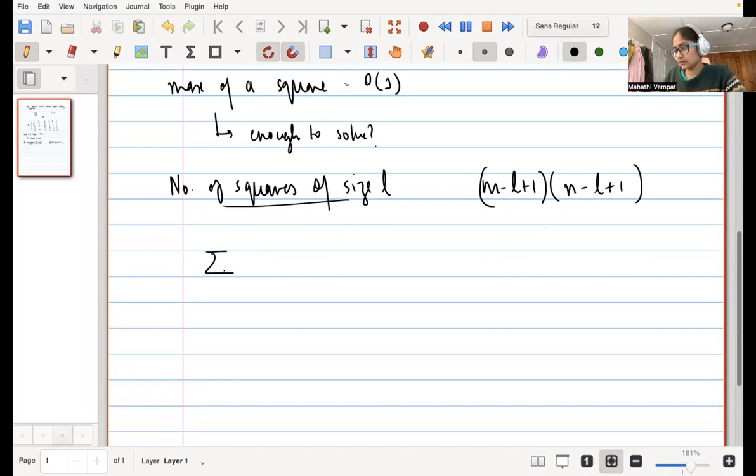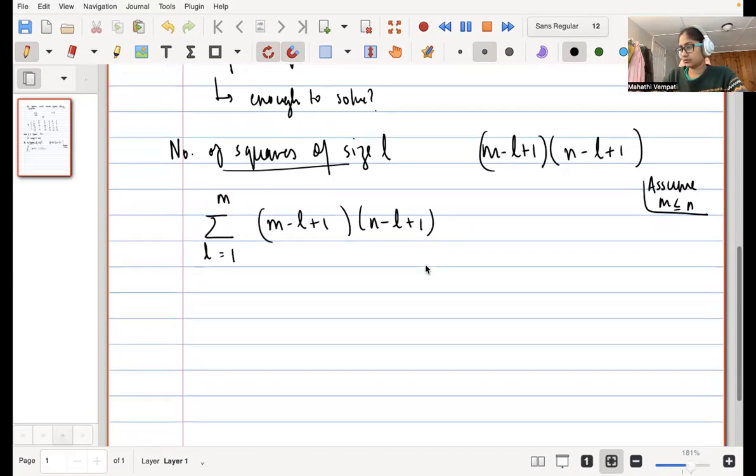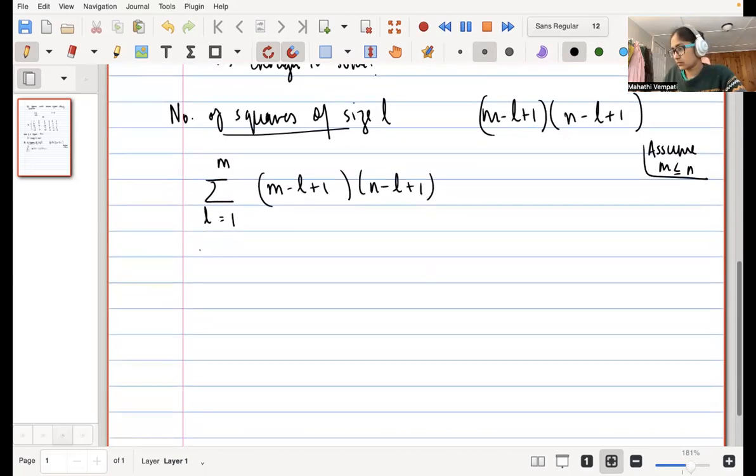So sum over L equal to 1 to minimum of M comma N. So let's assume M less than or equal to N. M plus 1 times N plus 1. Yeah, is there some obvious thing I'm missing?